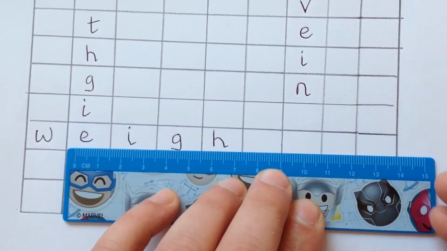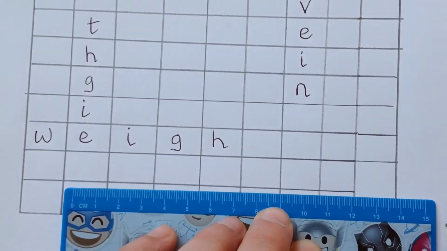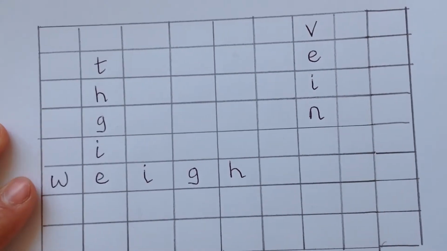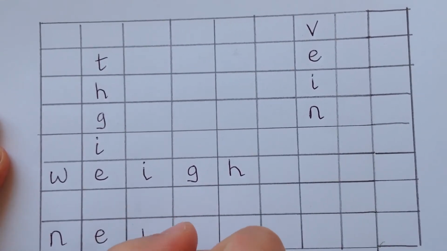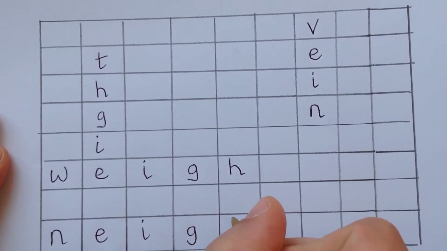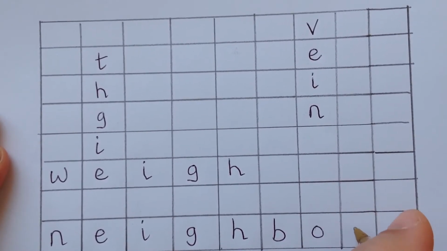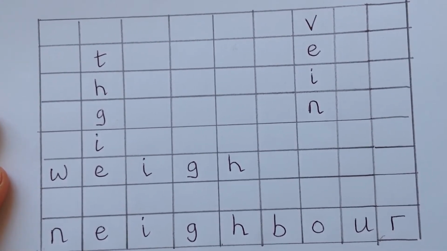So one thing about learning is you always learn from mistakes and you learn as you go. So hopefully you're learning as you go with me. There we go. So I'm going to put neighbour right along the bottom. And you'll see why I had to add on that extra column. Neighbour, what else can I have?